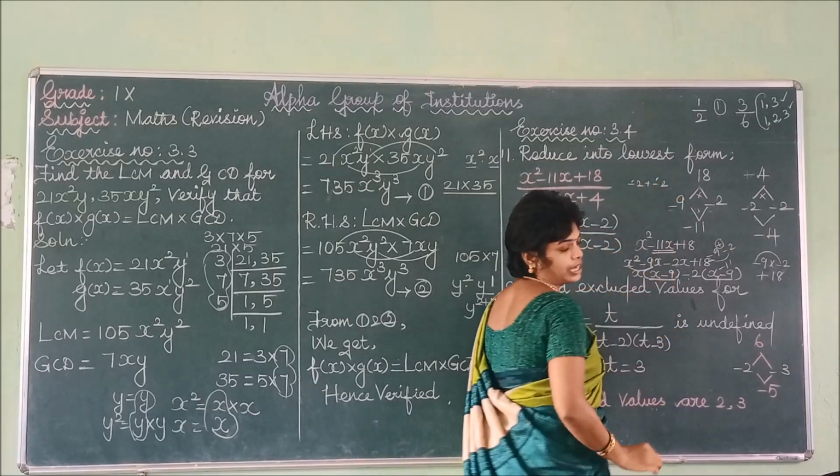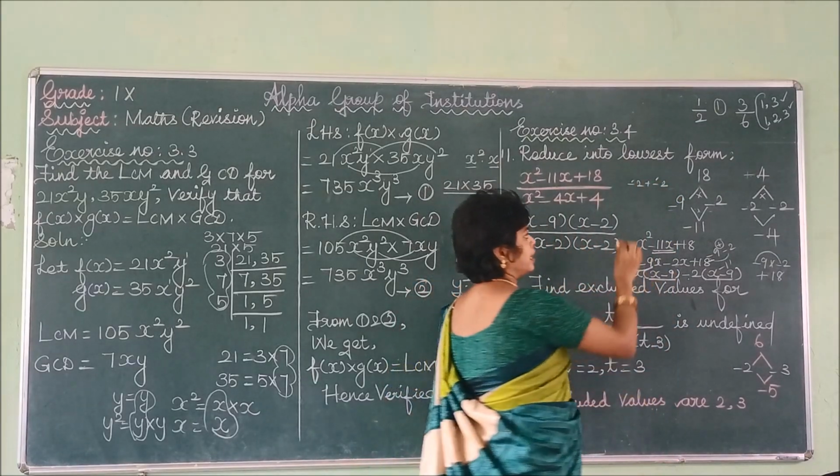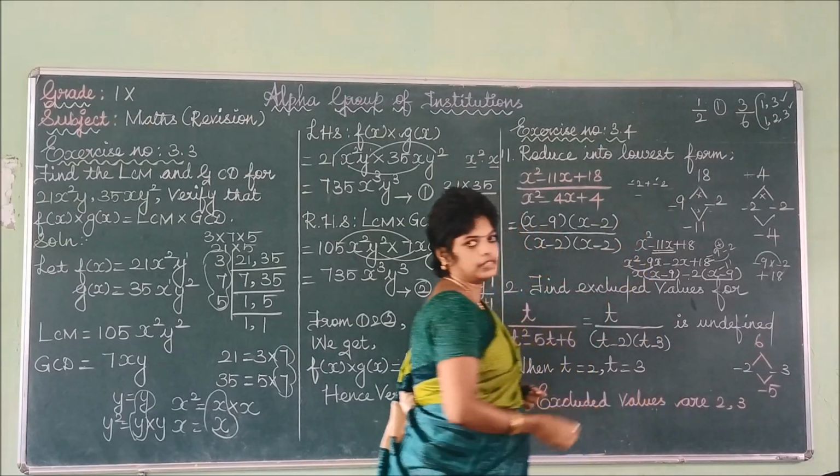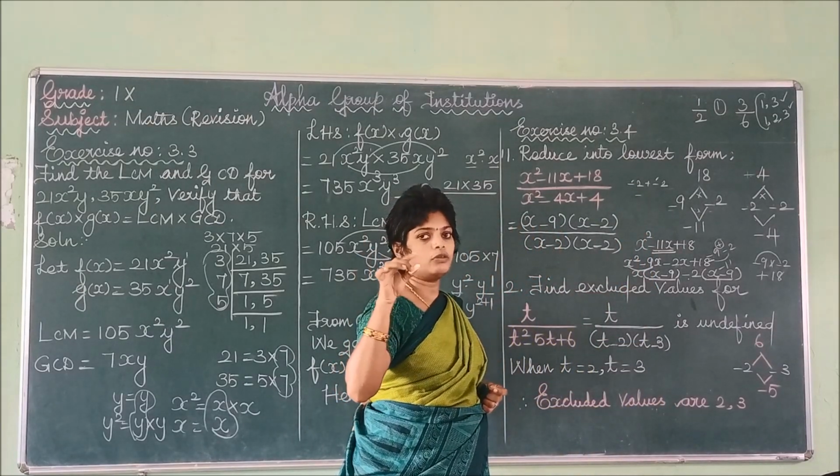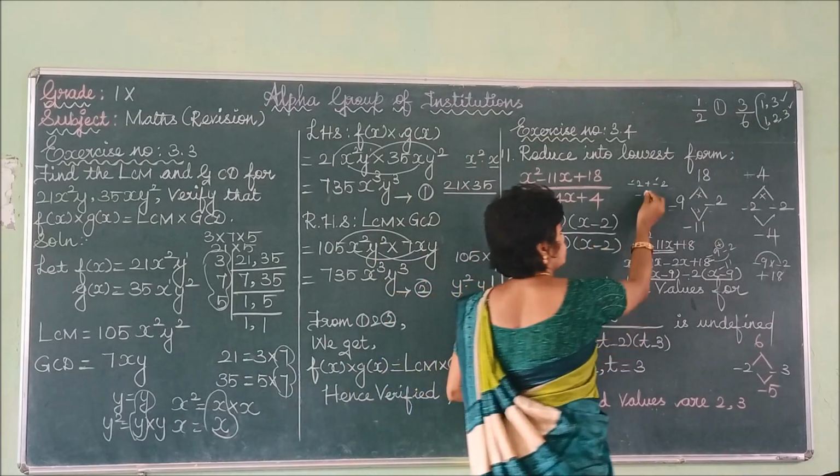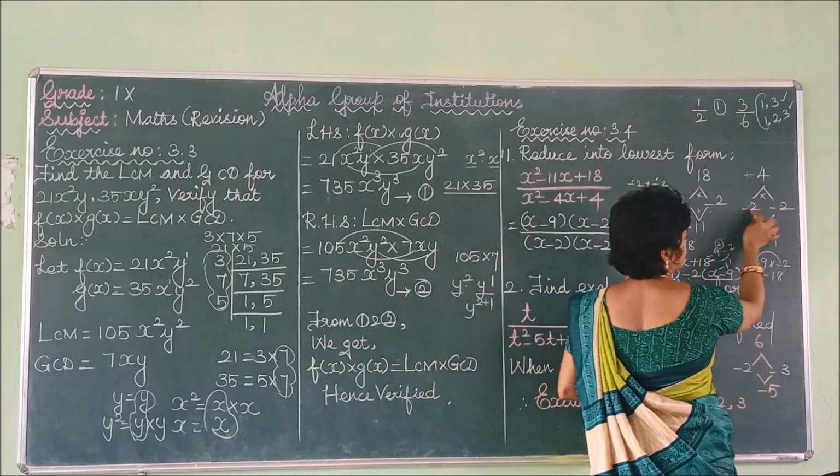Both are in negative sign. When you are adding, both are in negative sign, you have to keep the negative sign as it is. 2 and 2, when you are adding, what is the result? 2 plus 2 is 4. So what are the factors? Minus 2 and minus 2.